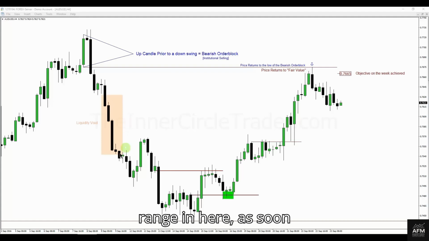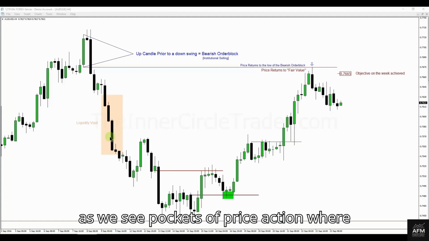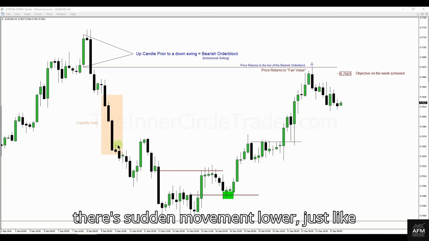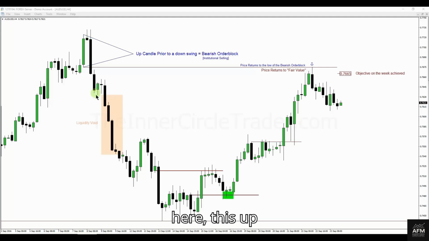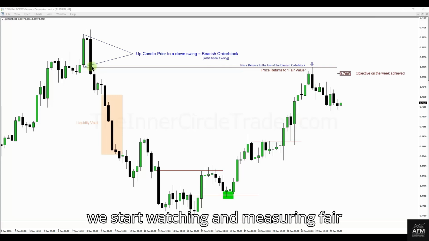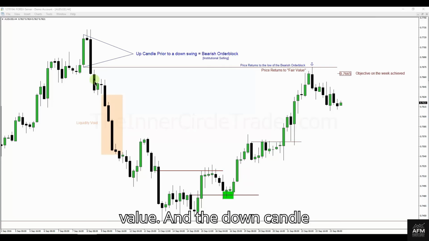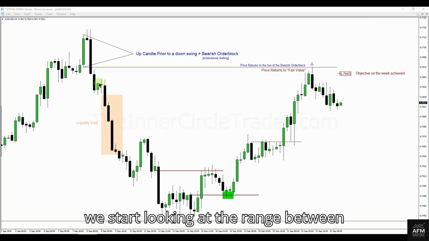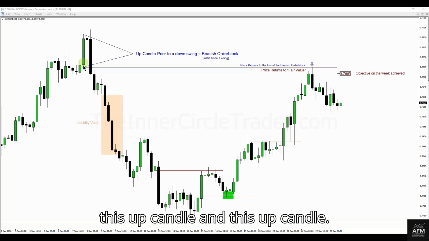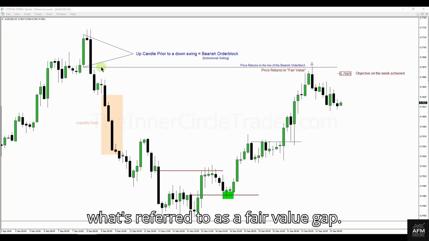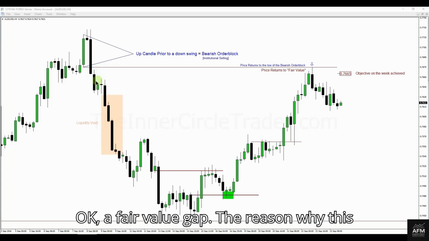As soon as we see pockets of price action where there's sudden movement lower, just like we saw a quick sudden movement lower here, this up candle at the bottom of that, that's where we start watching and measuring fair value. And the down candle here, the very next candle is an up candle, so we start looking at the range between this up candle and this up candle. Between those two up candles, there's what's referred to as a fair value gap. Okay, a fair value gap.